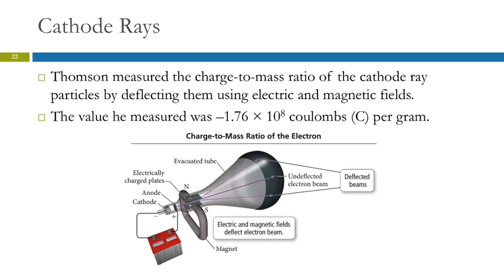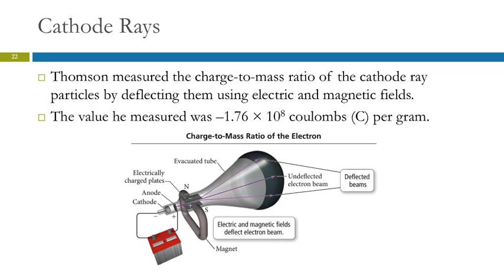So he was able to measure the charge to mass ratio of the particles in that ray by deflecting them using electric and magnetic fields. So by applying an electric field, he was able to make the beam move over. And using a magnetic field, he could also deflect it. And so by looking at how it was deflected, he could establish the ratio of the charge to the mass.